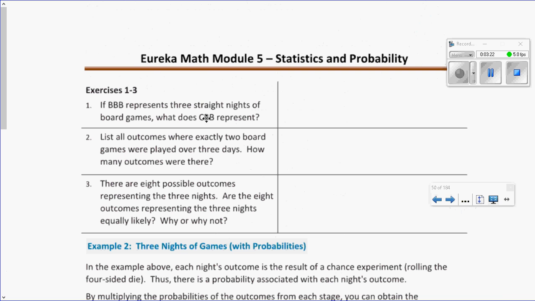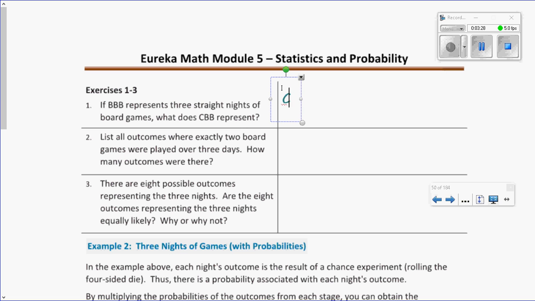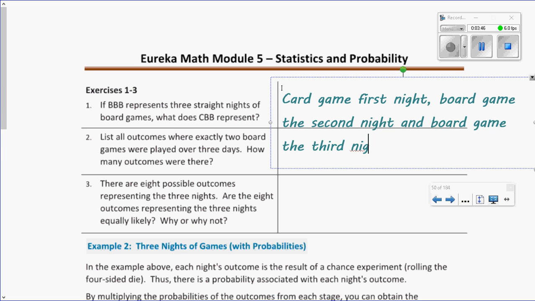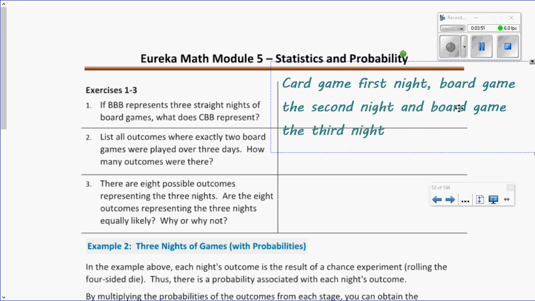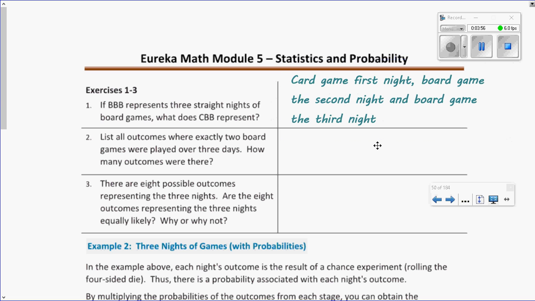If BBB represents 3 straight nights of board games, what does CBB represent? Card game the first night, board game the second night, and board game the third night. And I'll move this so it fits in. So that's what the CBB stands for, and you can underline that, CBB.